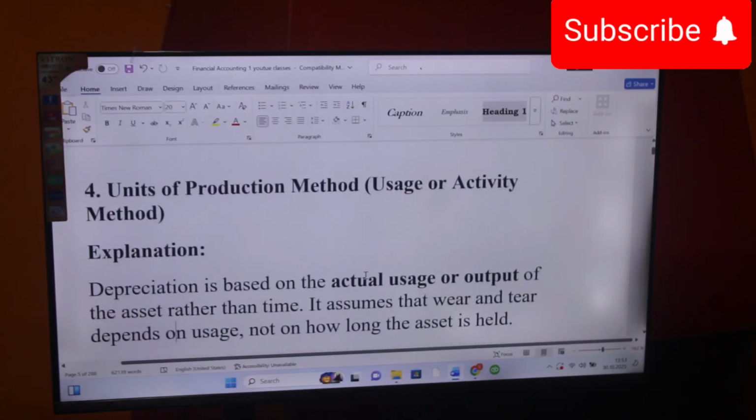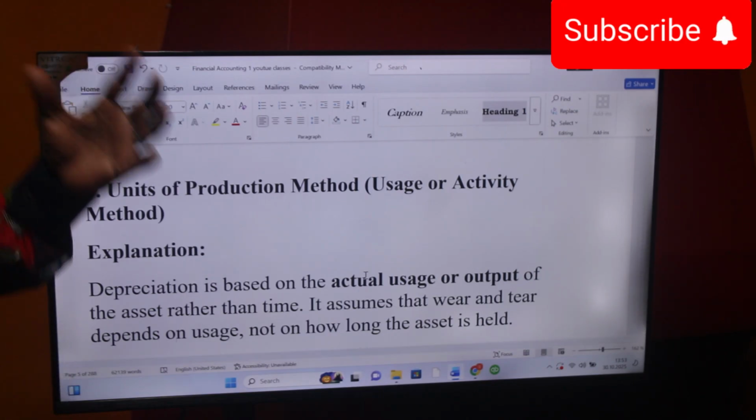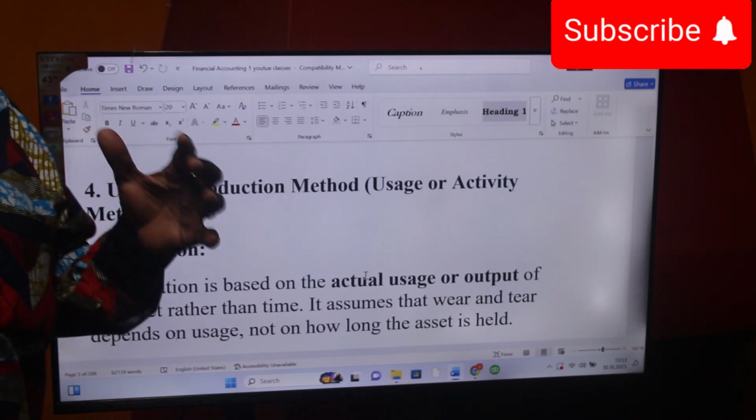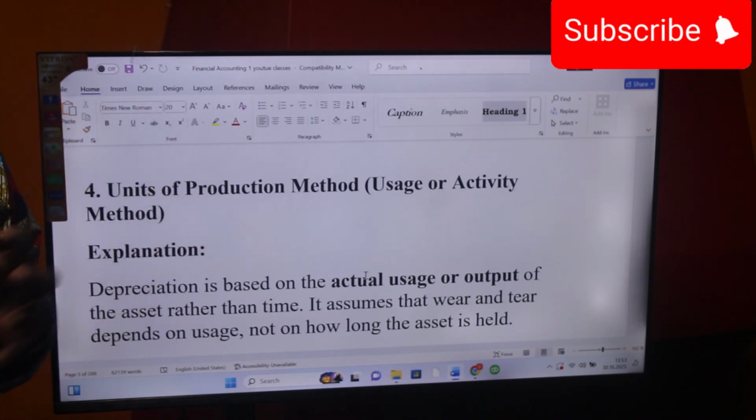Number 4, units of production method. It's also called the usage or activity method. You ask yourself, how many units do we expect to produce with this machine?